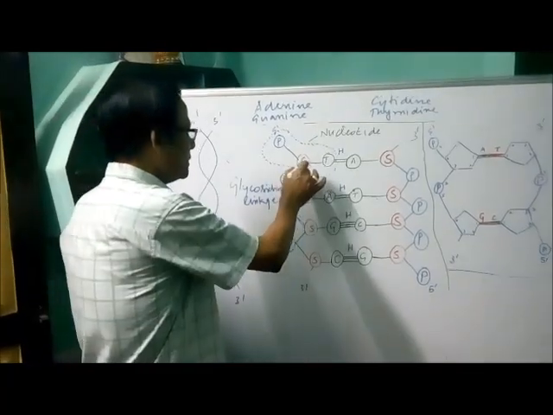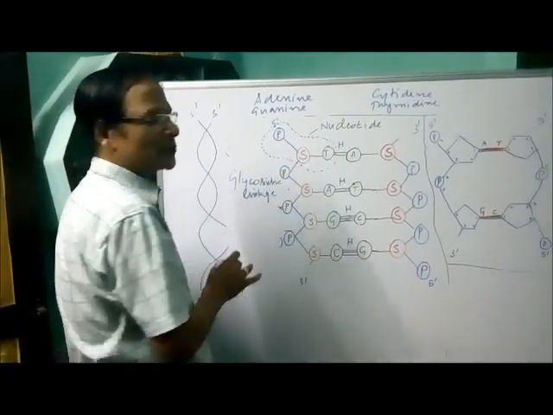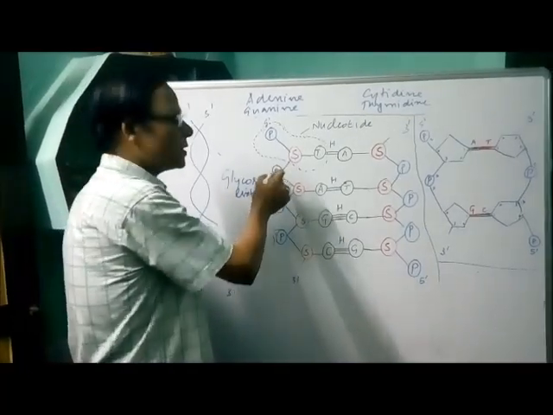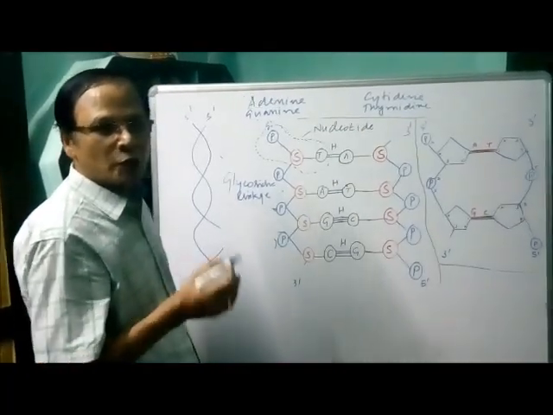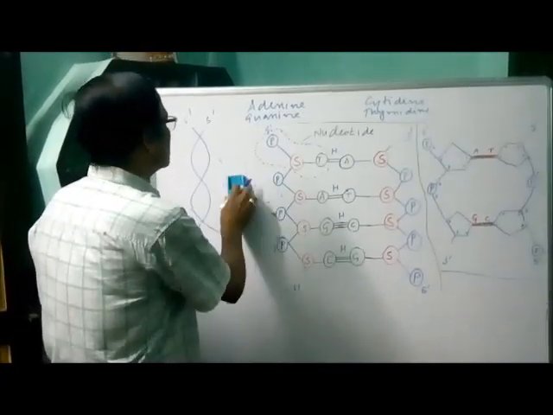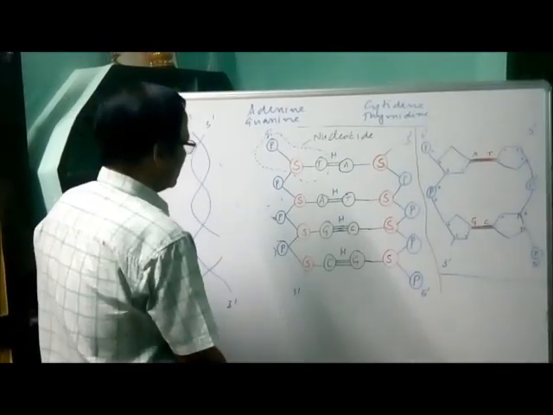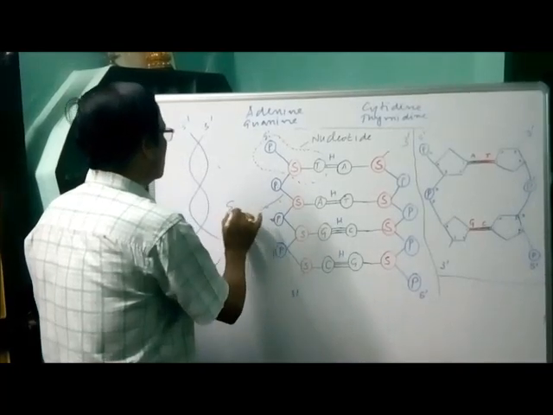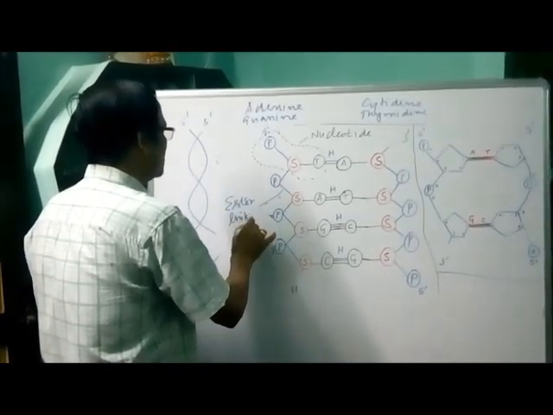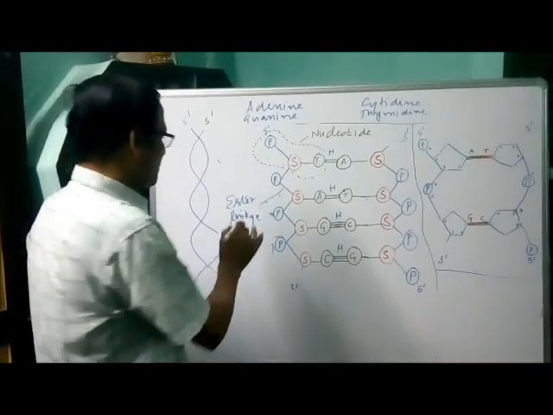Whereas the sugar is linked to the phosphate by means of a different linkage. This is the linkage formed between a hydroxyl group and the acidic group. Now this linkage is called ester linkage.